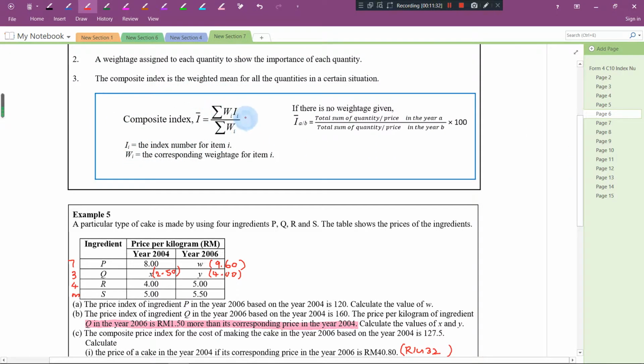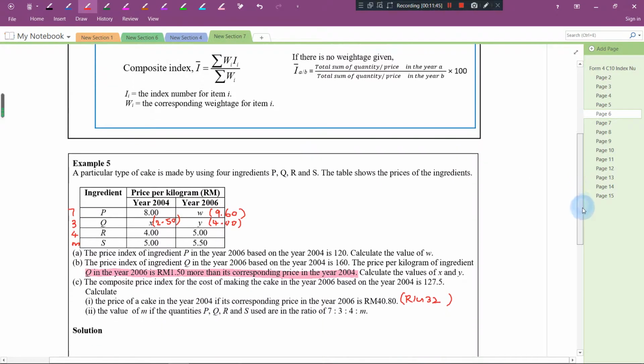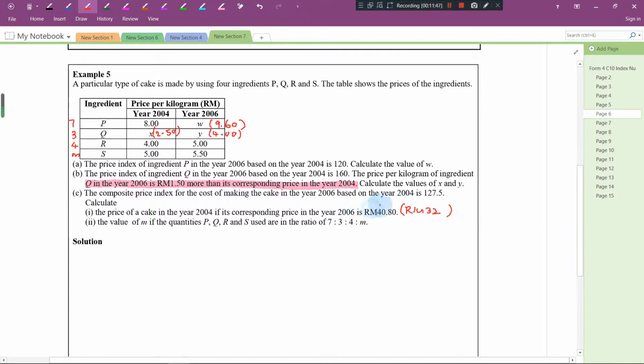And we don't have to times 100. We take the weightage times the index number for the particular items. But the problem here is we don't have the index number, right? So we need to find it ourselves. Since the given composite index is 2006 based on 2004, the index number that we need to find is the same thing. We need to find the index number in the year 2006 based on 2004 as well.